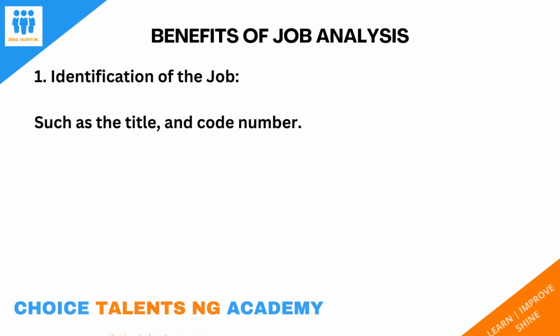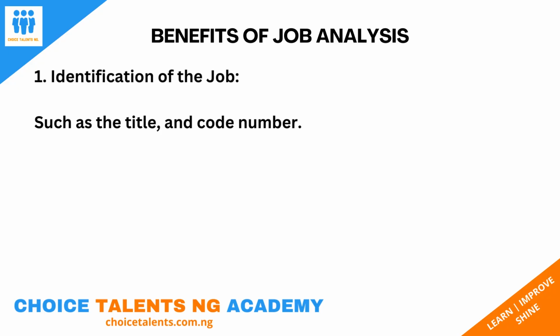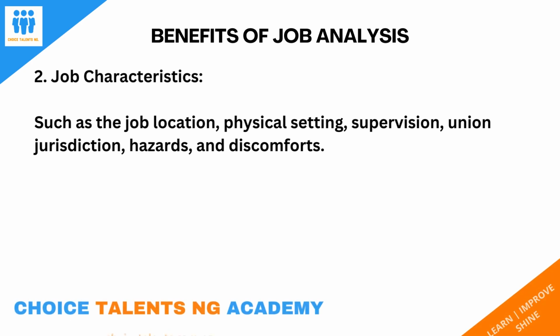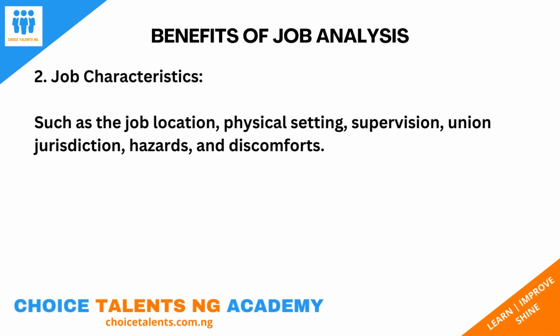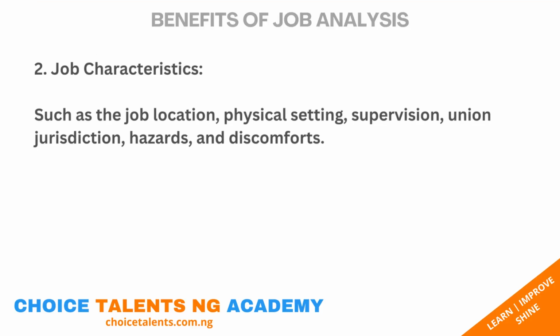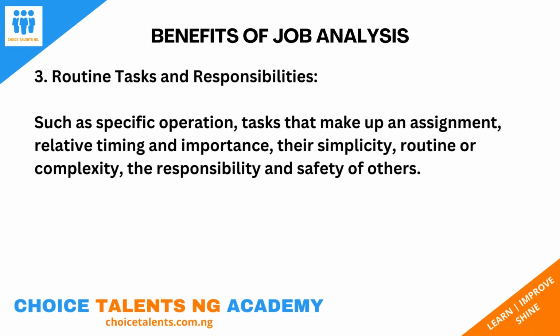1. Identification of the job, such as the title and code number. 2. Job characteristics, such as the job location, physical setting, supervision, union jurisdiction, hazards, and discomforts. 3. Routine tasks and responsibilities, such as specific operation, tasks that make up an assignment, relative timing and importance, their simplicity, routine or complexity, the responsibility and safety of others.